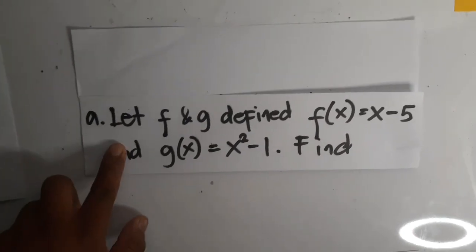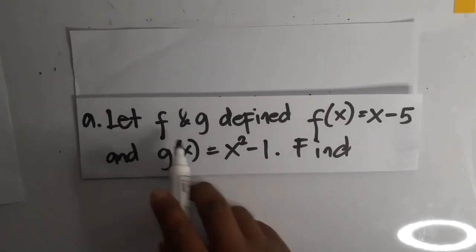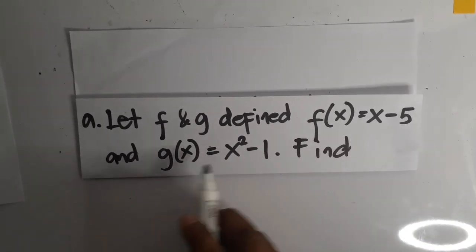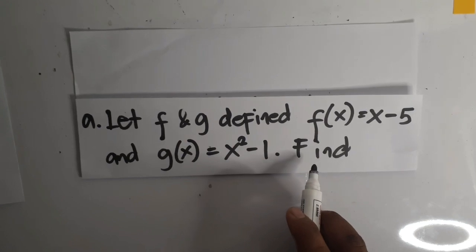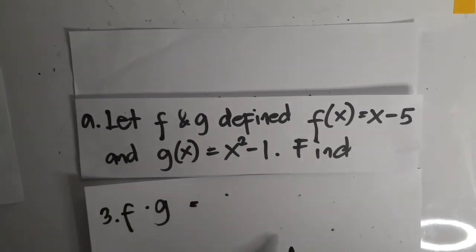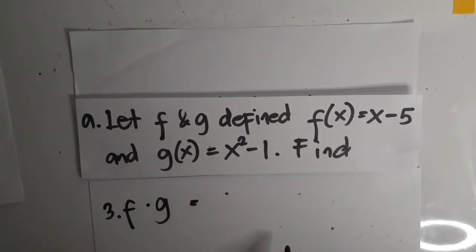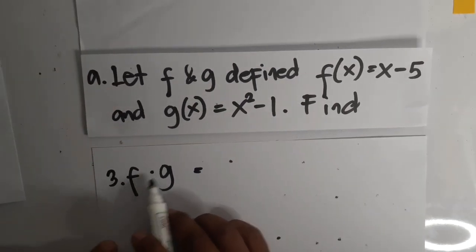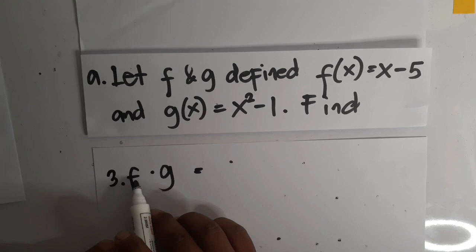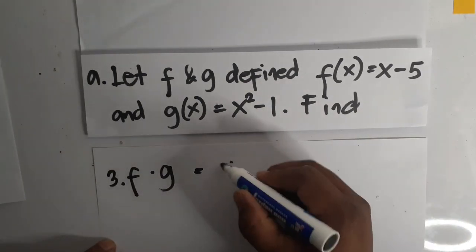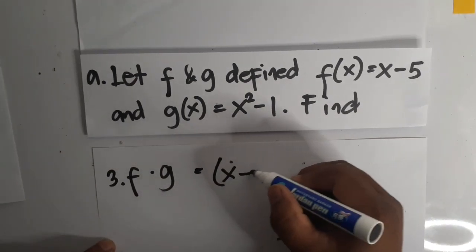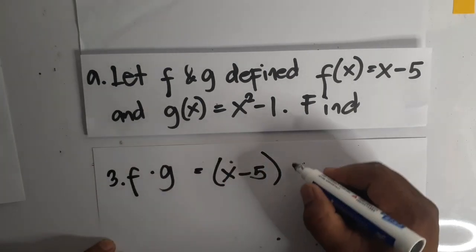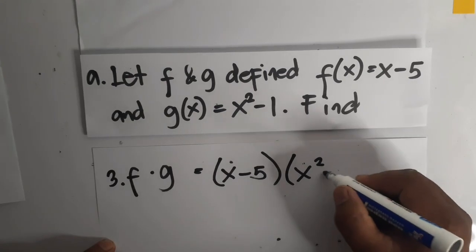Okay, so we are done with addition and subtraction. So this time, multiplication. So the same result. F of x is x minus 5 and g of x is x squared minus 1. So find the f times g. So this is the third operation. So similarly, tanan f, ilisa na nato o x minus 5 times your g is x squared minus 1.